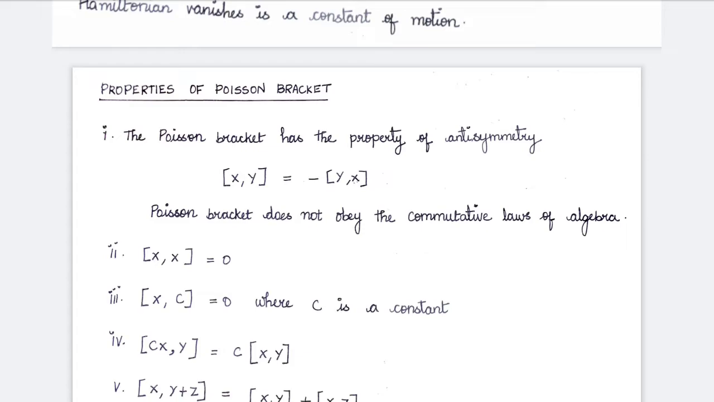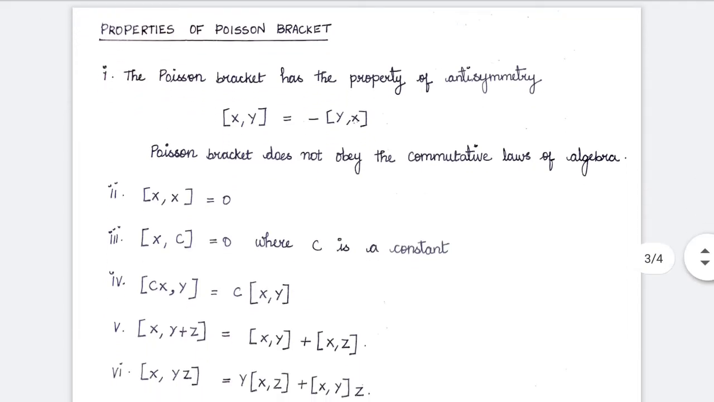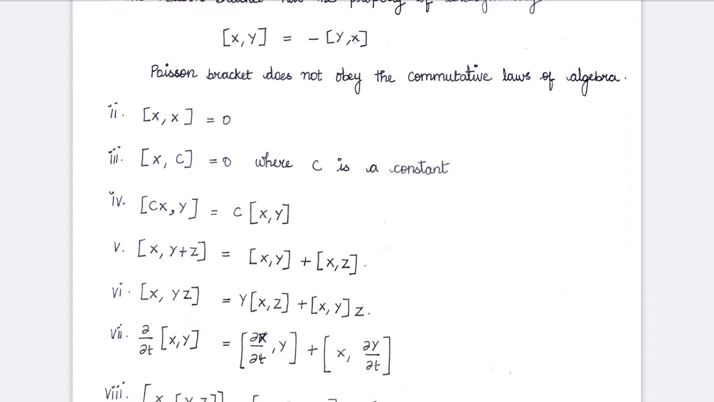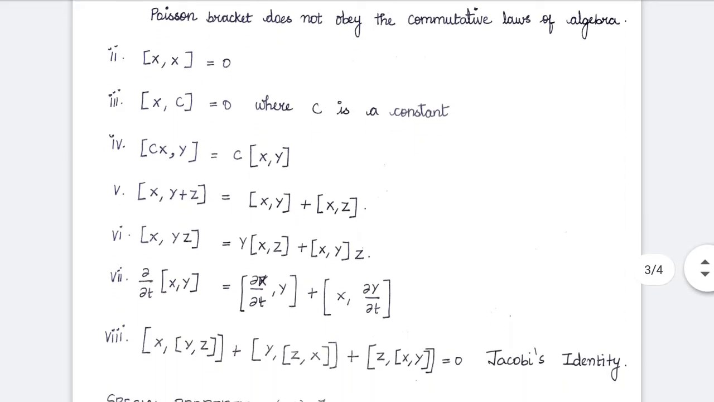That is, the Poisson's bracket of x with x, y with y, z with z will give you 0. The third property is the Poisson's bracket of any variable with a constant will give you 0. So x comma c is giving you a 0, where c is a constant. The fourth property, the Poisson's bracket of cx with y will give you c times the Poisson's bracket of x comma y. Again, c is a constant here.